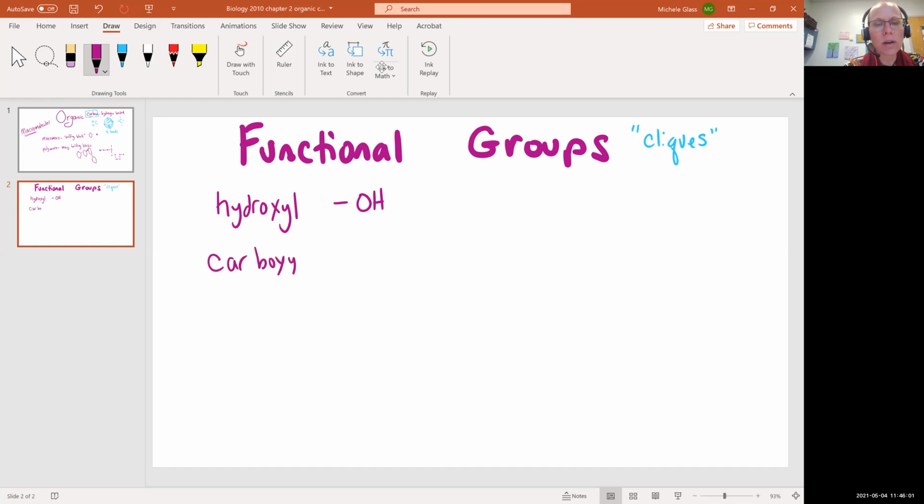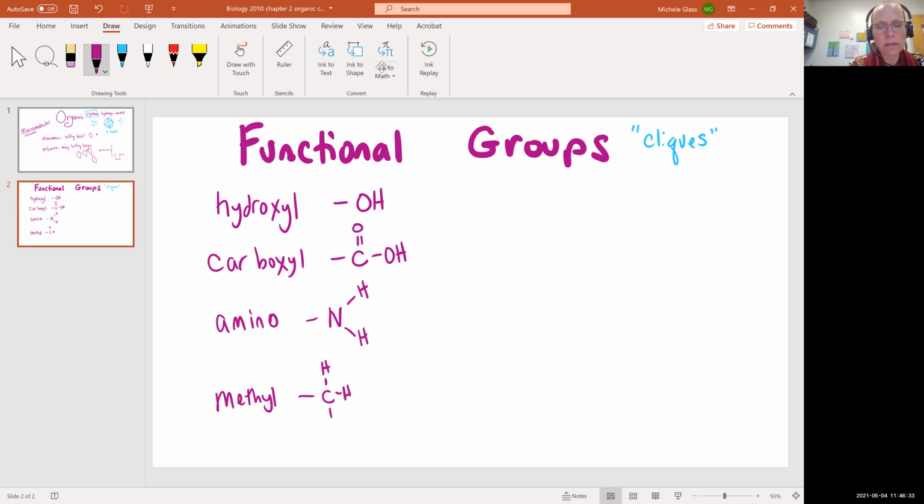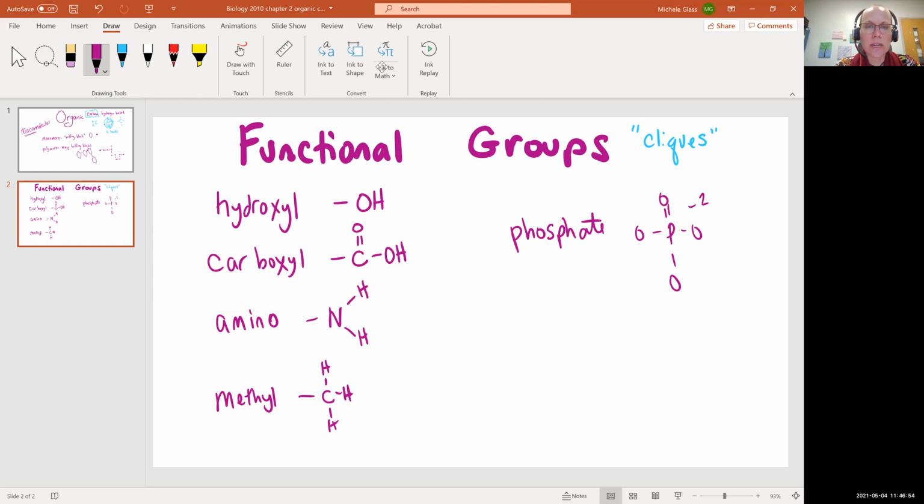We have what's called the carboxyl group. And this is going to be a carbon with a double bond to oxygen and then an OH group. We have what's called an amino group, which is nitrogen with 2 hydrogen atoms attached. We have what's called a methyl group, which is a carbon that has the rest of its bonds full with hydrogen. And then we have a phosphate group. Phosphate is going to be phosphorus with oxygen bound. And this has a negative charge associated with it. So that's going to be super important when we talk about the role of phosphate.